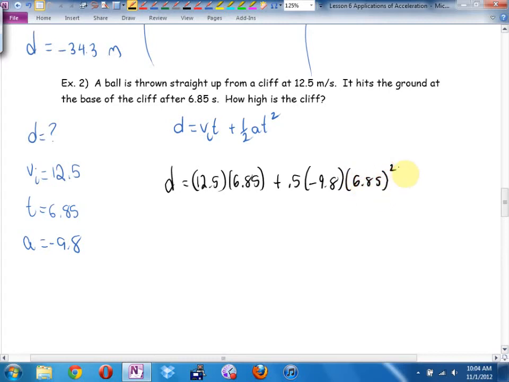Now, before we start crunching numbers, read the question. Is the ball ending up above or below where I started from? Below. So am I expecting a positive or a negative answer here? If I get a negative answer, I'm going to smile, because it probably means I did it right. So go to your calculator, 12.5 times 6.85. Now that's positive. But then I have a 0.5 times negative 9.8. We have a positive minus a negative, and hopefully the negative is big enough that we get a negative answer. I hope.